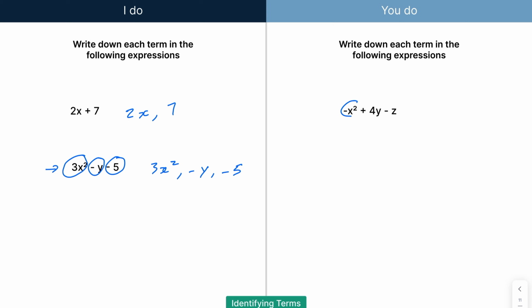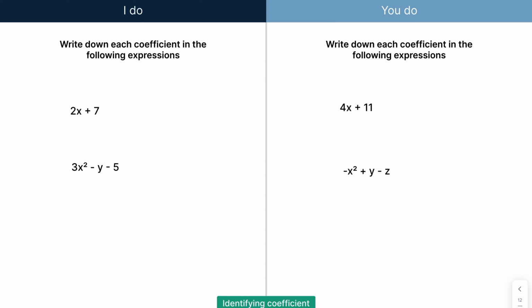So hopefully you've pressed pause and had a go at the example on the right. So this has 1, 2, 3 terms, and I can write that as minus x squared, comma, 4y, comma, minus z. Now moving on, we're looking at coefficients. So coefficient is just the number in front of the letter. So again, if you focus on this first one here, now to find the coefficient, it's the number in front of the letter. So the coefficient here is 2.